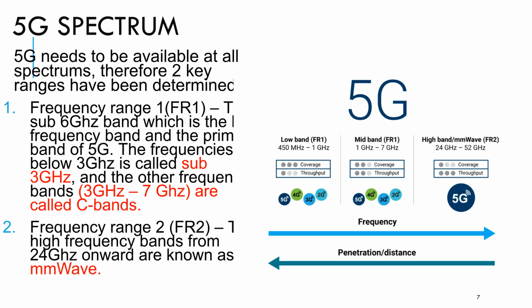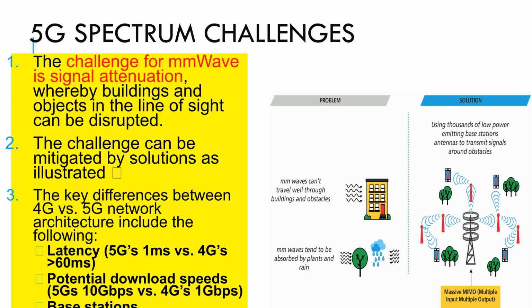5G spectrum. 5G needs to be available at all spectrums. Therefore, two key ranges have been determined. Frequency range 1, FR1, the sub-6 GHz band, which is the low-frequency band and the primary band of 5G. The frequencies below 3 GHz are called sub-3 GHz, and the other frequency bands, 3 GHz to 7 GHz, are called C-bands. Frequency range 2, FR2. The high-frequency bands from 24 GHz onward are known as mmWave.